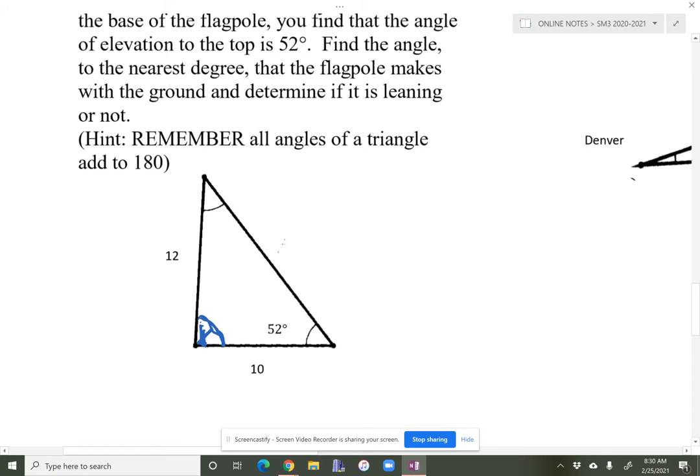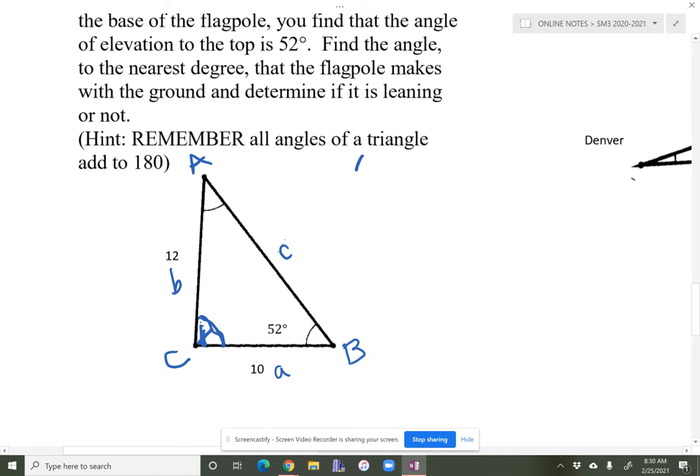To see if our flagpole is leaning. And so first thing I'm going to do, I'm going to label my angles and sides. So I'm going to put A, I'm going to put B, and I'm going to put C, which means this is little b, little a, and little c. Okay. So I'm going to figure out what I have.